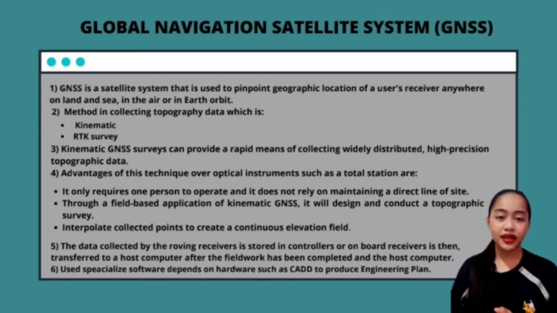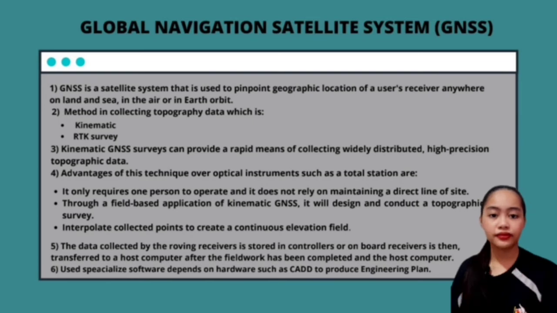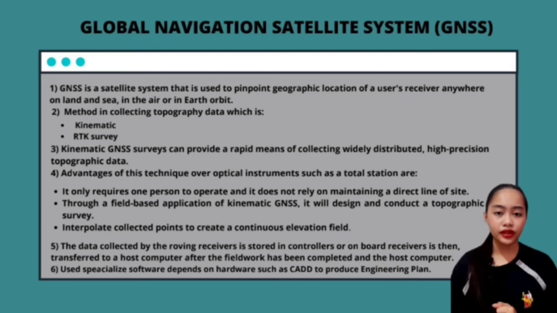Through a field-based application of kinematic GNSS, it will design and conduct a topographic survey and interpolate collected points to create a continuous elevation field. The data collected by the roving receiver is stored in collectors or on the on-board receiver, then transferred to a host computer after the fieldwork has been completed, and the host computer will use specialized software depending on the hardware, such as CAD, to produce engineering plans.